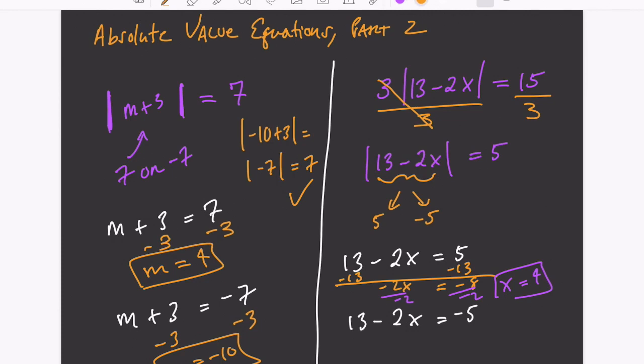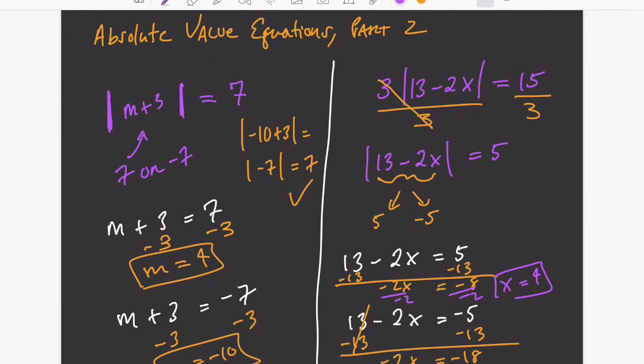And down here, same thing, -13. The reason I'm subtracting 13 is because I want the term with the x's alone on the one side of the equation. I need to isolate that. So anyway, the 13s are gone. I have my -2x. Don't forget that negative. Don't forget the sign. -5 minus 13 is -18.